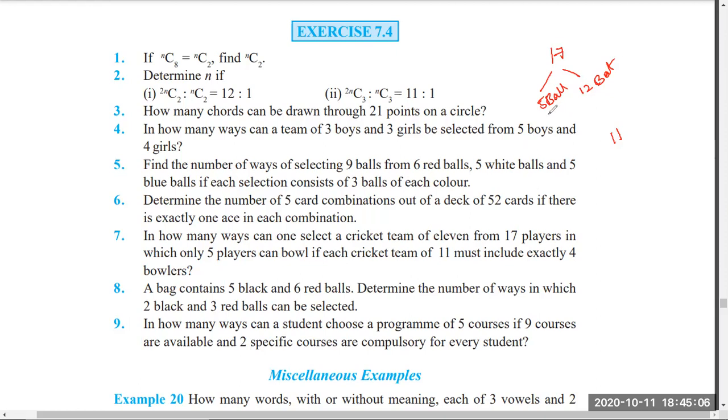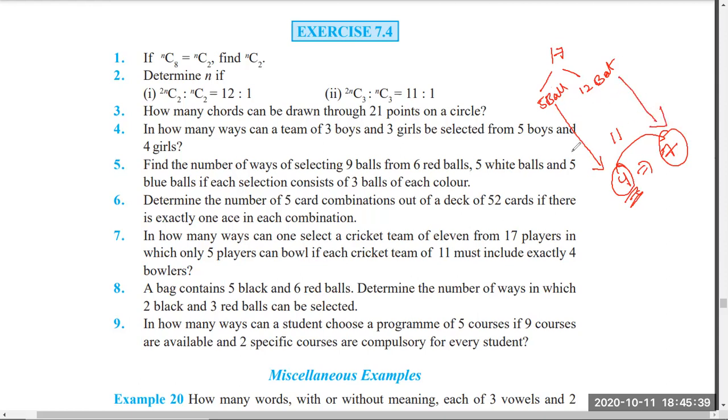4 bowlers means first you select 4 out of the 11 places, and then the remaining 7 places, so that will be total 11. First you take 4 bowlers, and then the remaining 7 places should be filled with the remaining batsmen. First 4 places should be selected with the bowlers, and the remaining 7 places with the batsmen.